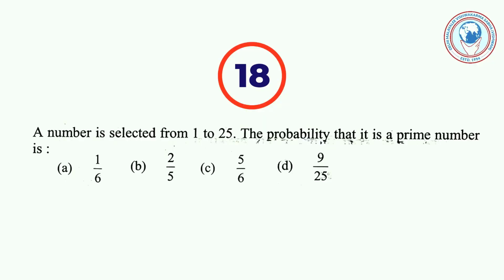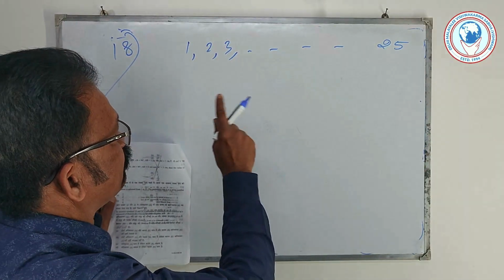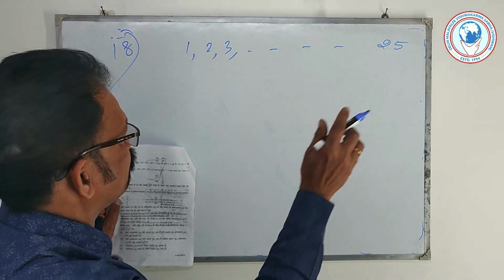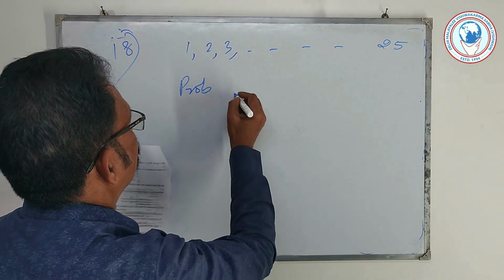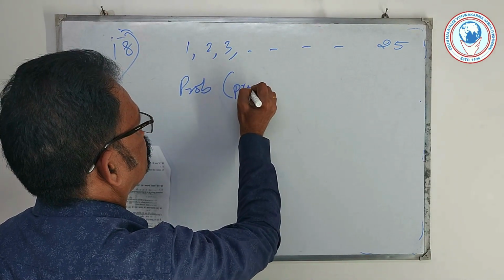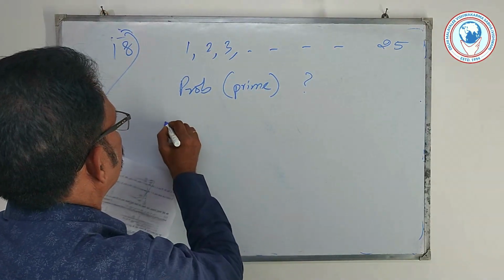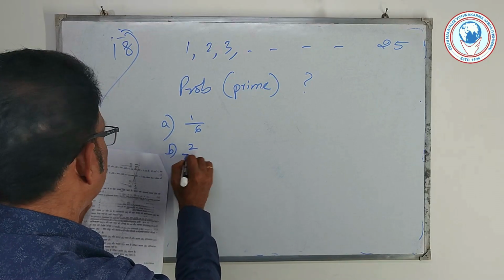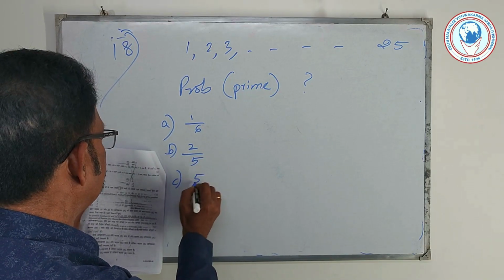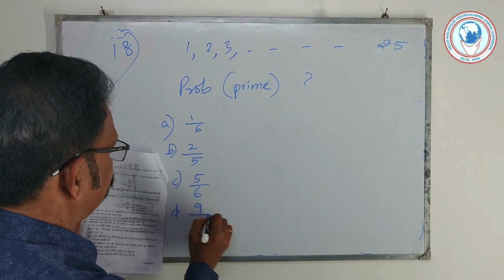Question number 18. A number is selected from 1 to 25. The probability that it is a prime number is? One number is selected among 1, 2, 3, etc. up to 25. Probability that it is a prime. Options are 1 by 6, 2 by 5, 5 by 6, 9 by 25.